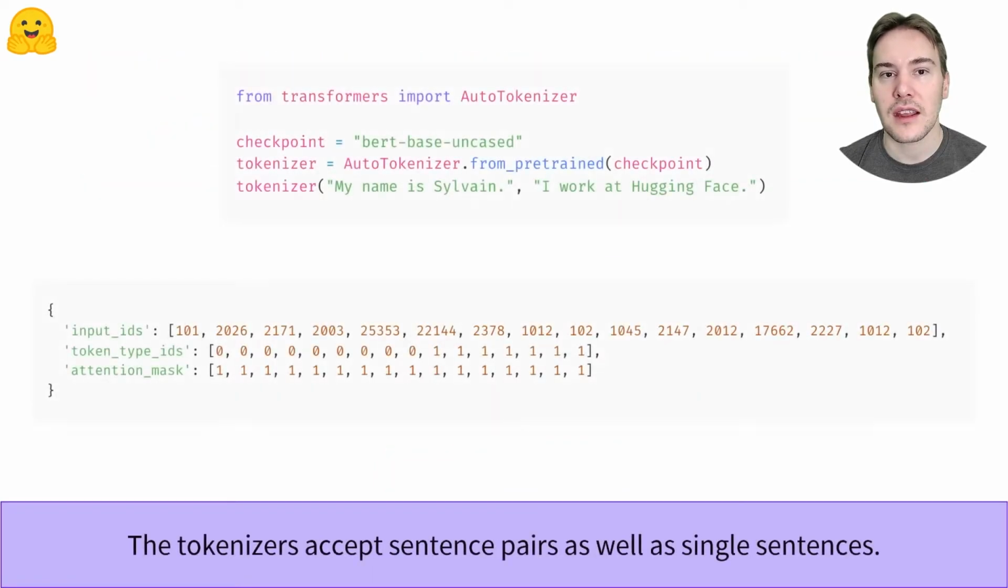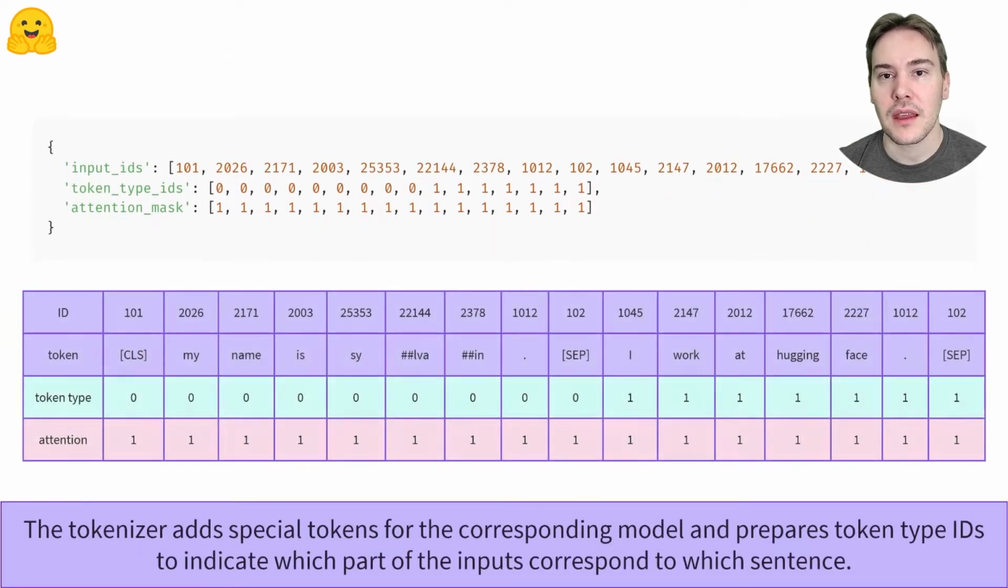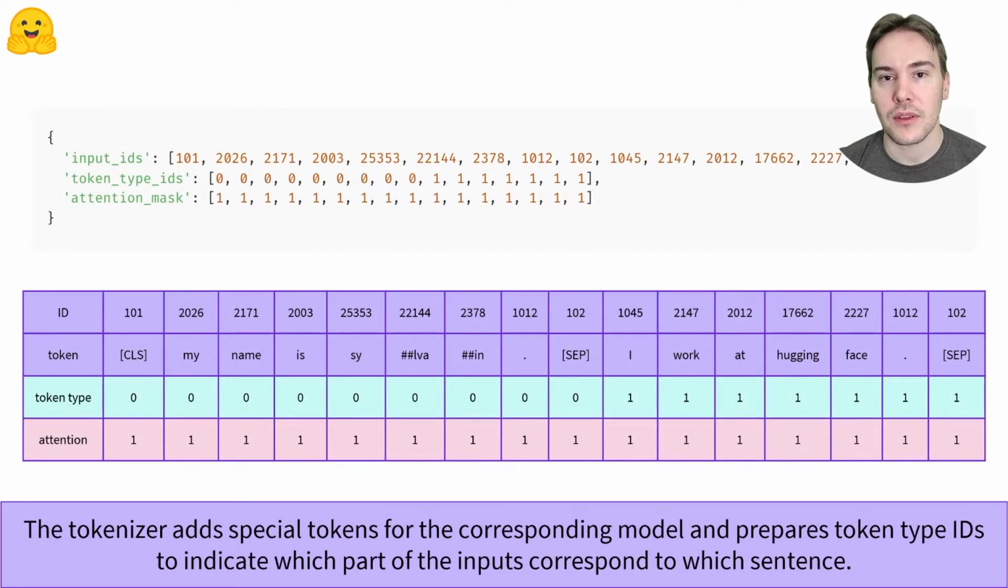Fortunately, the tokenizer from the Transformers library has a nice API to deal with pairs of sentences. You just have to pass them as two arguments to the tokenizer. On top of the input IDs and the attention mask we studied already, it returns a new field called token type IDs, which tells the model which tokens belong to the first sentence and which ones belong to the second sentence. Zooming in a little bit, here are the input IDs aligned with the tokens they correspond to, their respective token type ID and attention mask.